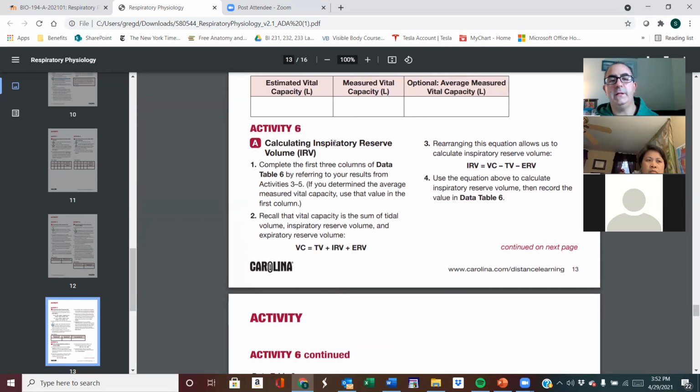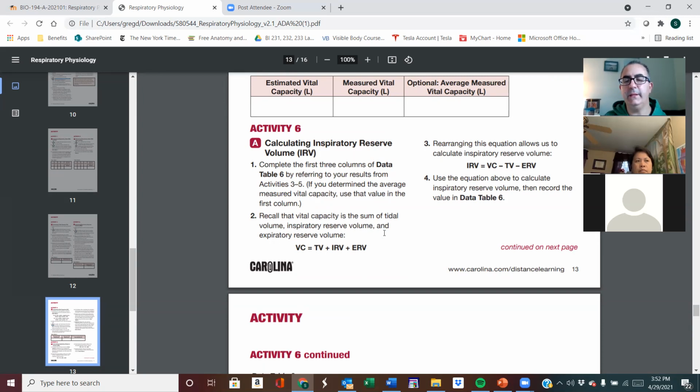Then you want to calculate the IRV. Now you can't measure IRV, but you can calculate it. So we've measured tidal volume, we've measured vital capacity, we've measured ERV, because you can measure how much air you're blowing into a bag, right? You can measure how much air is coming out of your body. Really hard to measure how much you're inhaling.